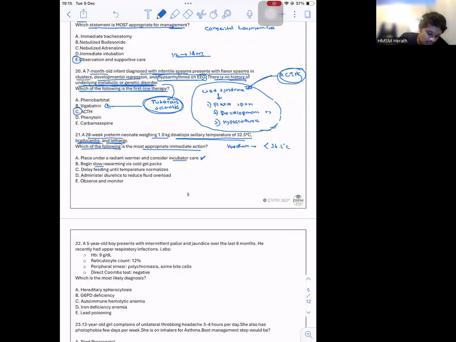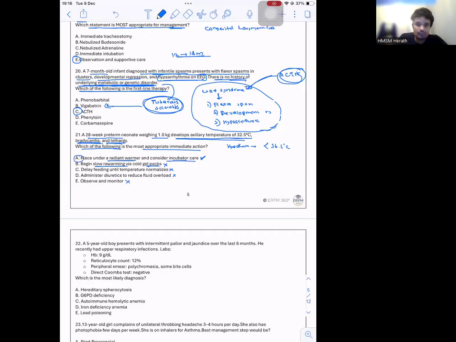Begin slow rewarming via cold gel packs. No, because the child has bradycardia, lethargy, and is slightly unstable as well. So immediate rewarming is required. Slow rewarming via cold gel packs won't help. Delay feeding until temperature normalizes is nonsense. Administer fluid bolus to reduce fluid overload, no. Observe and monitor also, no. Now we have to act immediately. So the best management would be to place under a radiant warmer and consider incubator care.